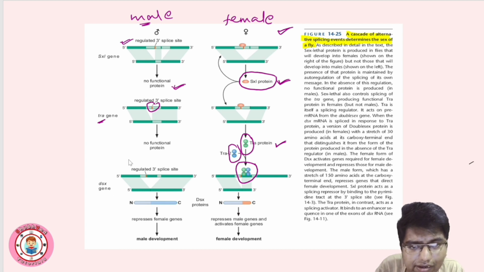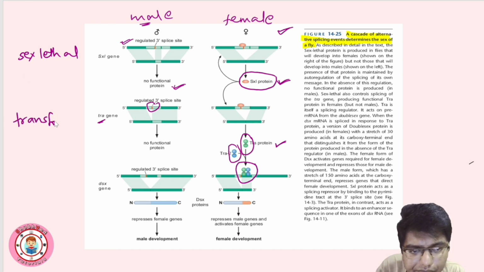I will write here. SXL is sex lethal. Transformer and double sex. So what is here? There is a regulated 3' splice site. When the protein is made in the case of females, the regulation is shown there.